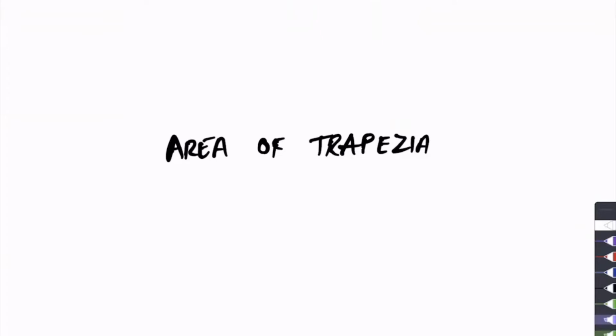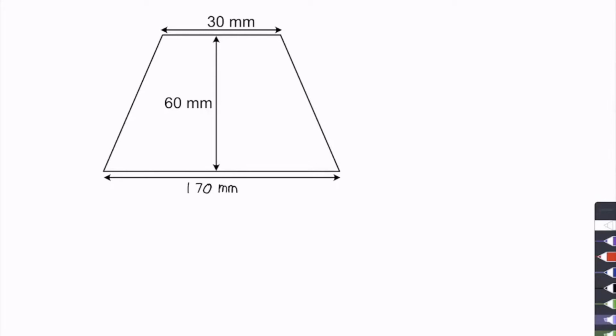This video will be looking at the area of trapezia. To find the area of a trapezium, you need to know the formula. So the formula is the area is equal to half (A plus B) multiplied by H. Now the A and B are the parallel sides, and H is the height, the vertical height, not the sloping height. So I'm going to label the trapezium now.